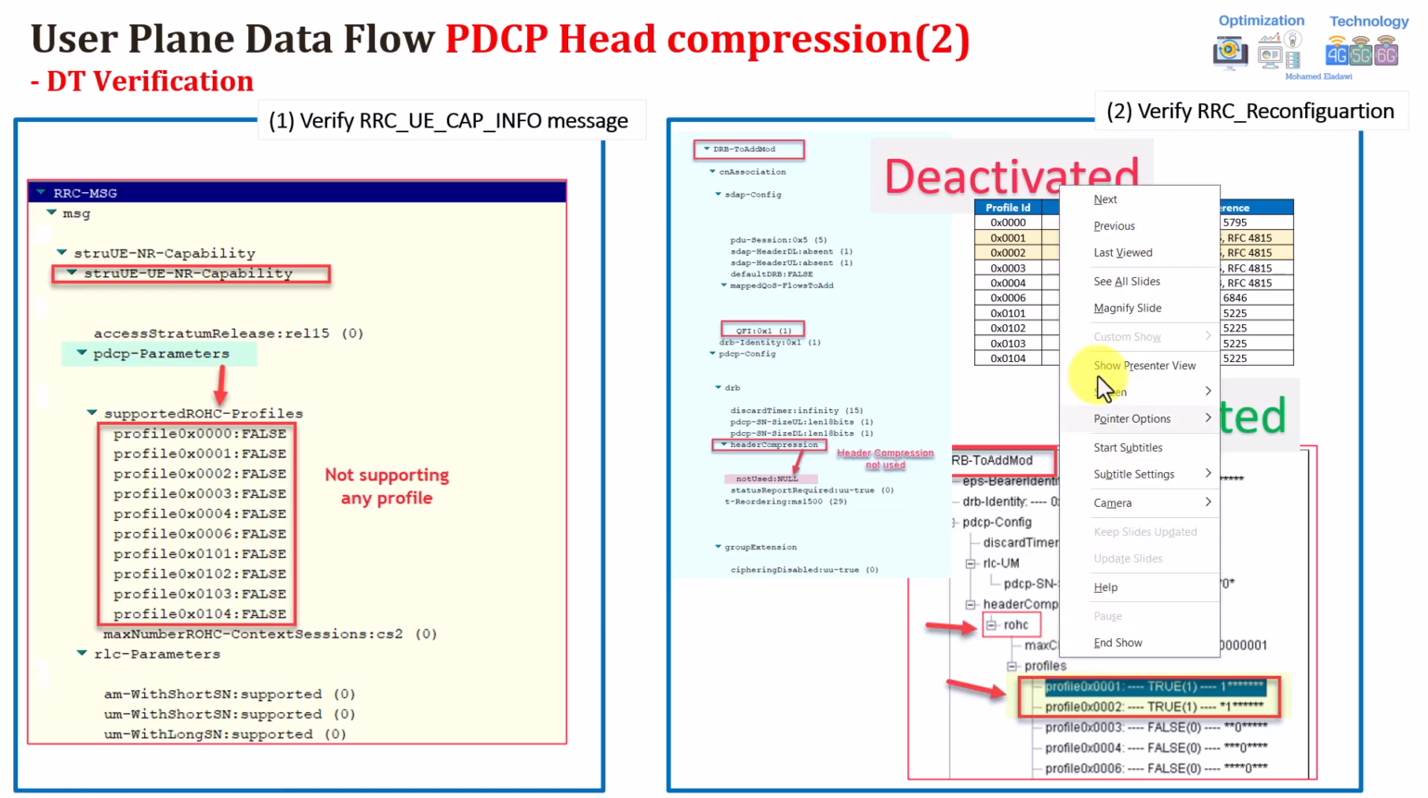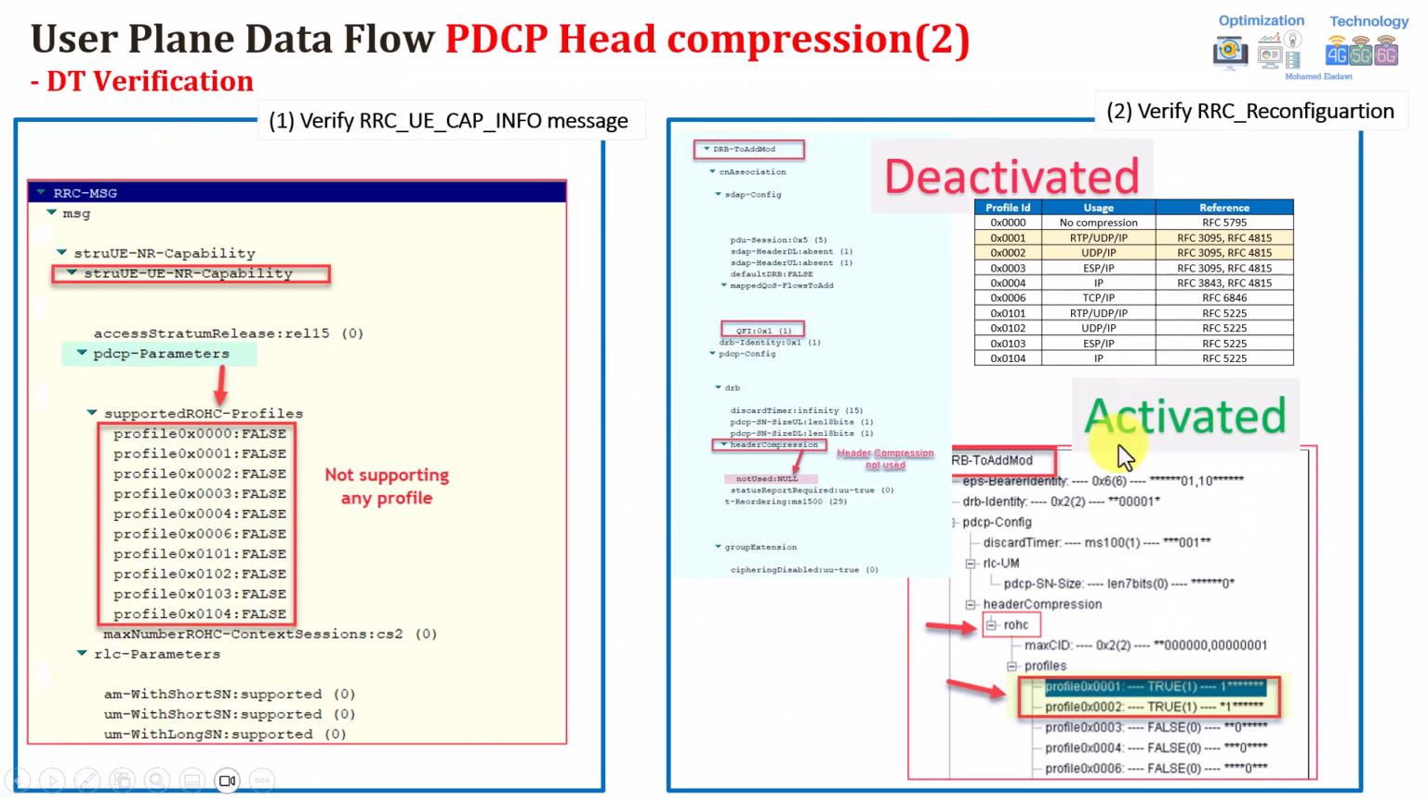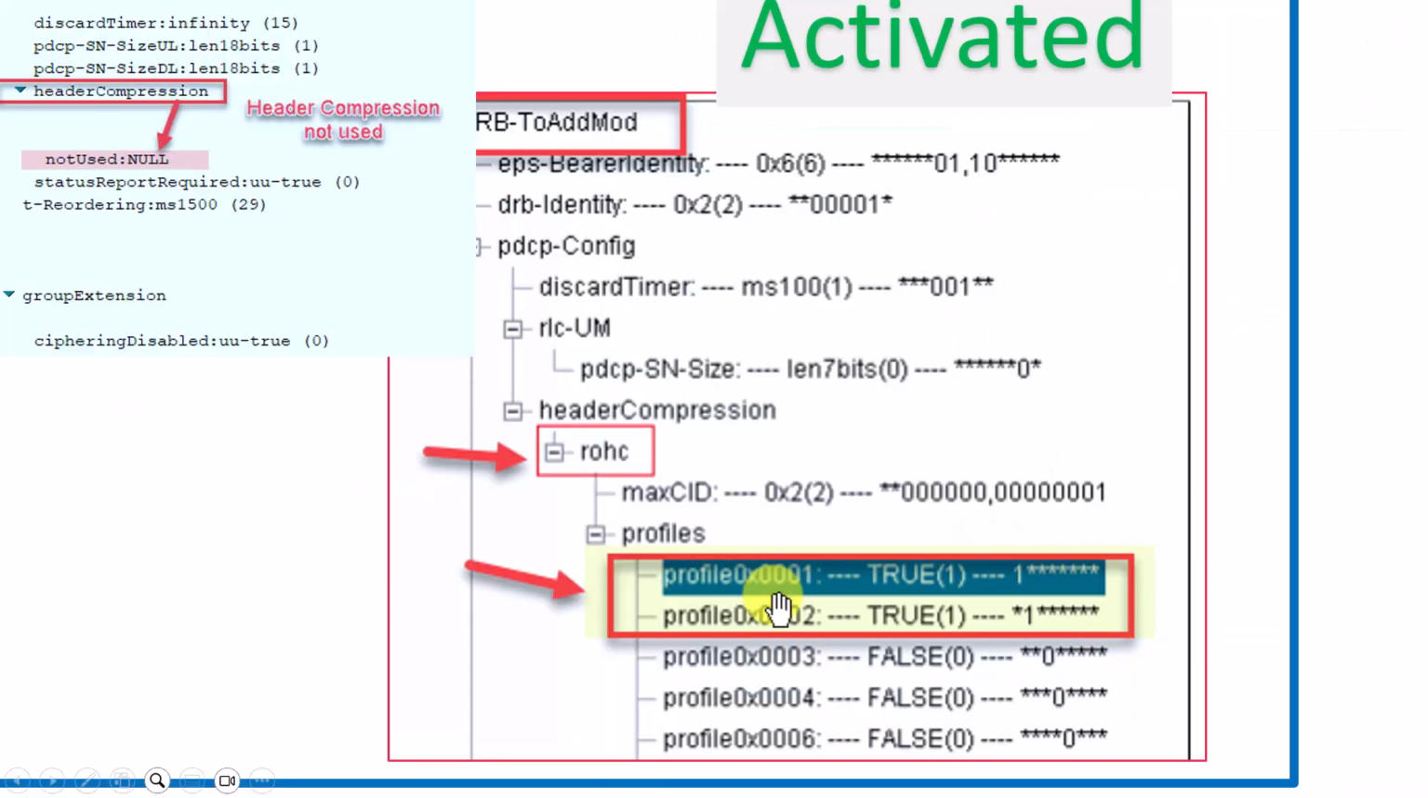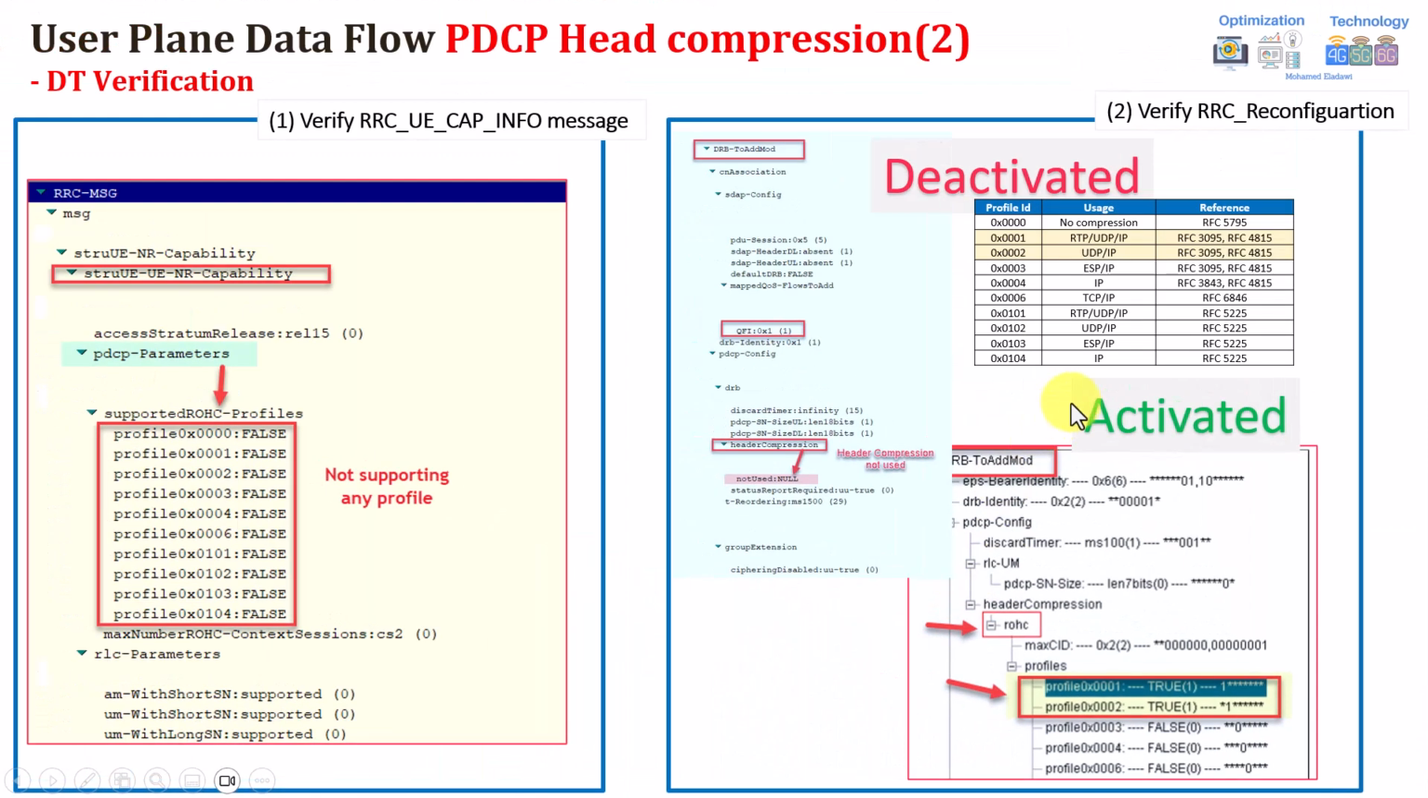And in the bottom left example here, this is another one showing that it's being supported. As you look down here, for example, profile 1 and 2 is true, and this means that profile 1 and 2, which is used for voice over NR, was being supported here for this particular message. This is how you can verify it from the drive test.